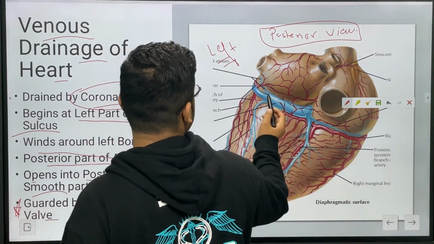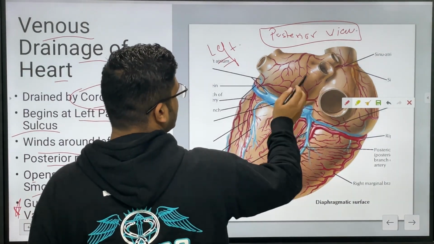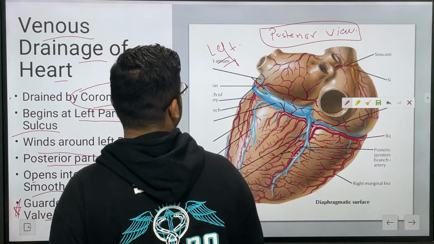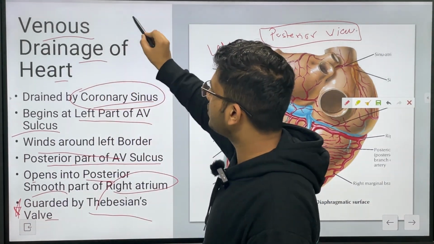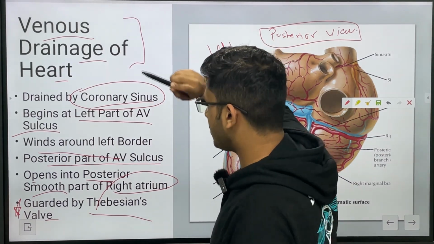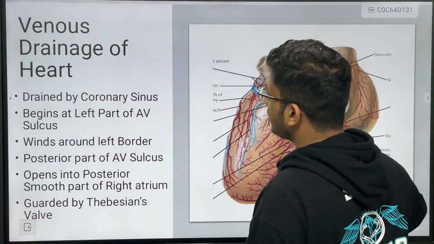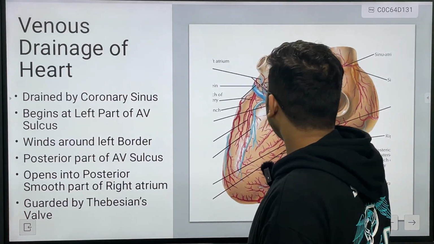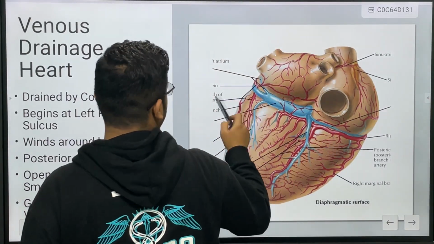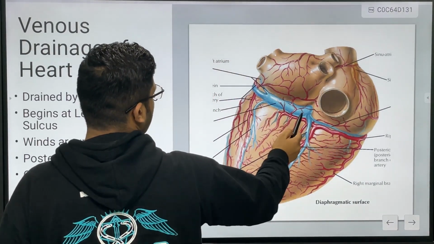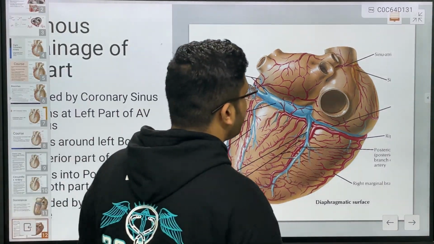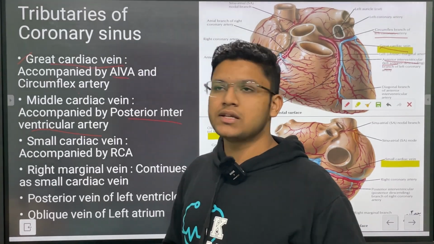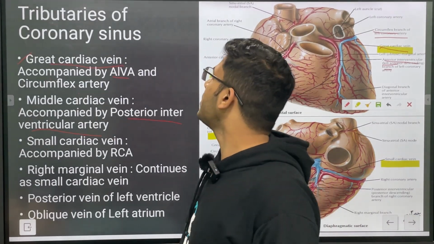This is your coronary sinus, and it is opening into your right atrium, and it is guarded by your Thebesian valve. So this is what we have to study in the venous drainage of the heart. Next, we need to see the tributaries of this coronary sinus. We just discussed that venous drainage is done by your coronary sinus, but what are these? These are the tributaries of your coronary sinus. So now we will be discussing the tributaries of the coronary sinus.